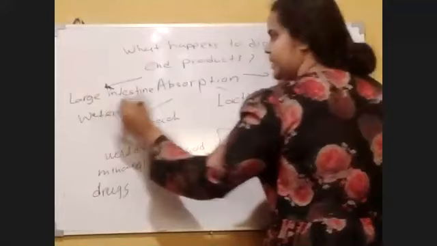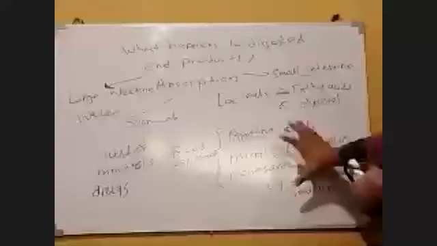But water, minerals, drugs, and vitamins are not digested end products because they are not undergoing digestion. So these are not digested end product absorption. This is not an absorption. This is done for the digested end products. The small intestine is the organ where the absorption of digestive end products happens.